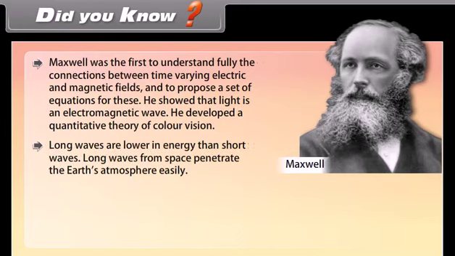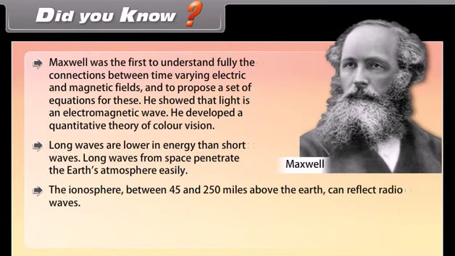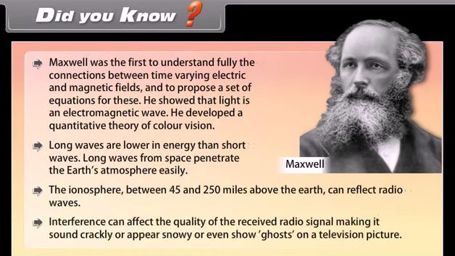Long waves from space penetrate the Earth's atmosphere easily. The ionosphere, between 45 and 250 miles above the Earth, can reflect radio waves. Interference can affect the quality of the received radio signal, making it sound crackly or appear snowy or even show ghosts on a television picture.